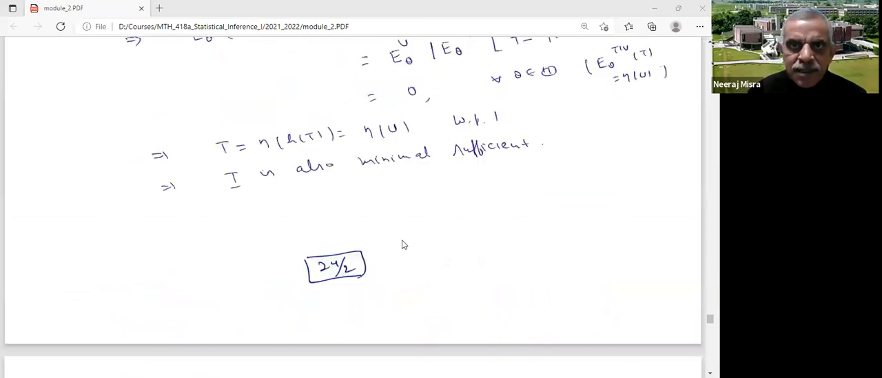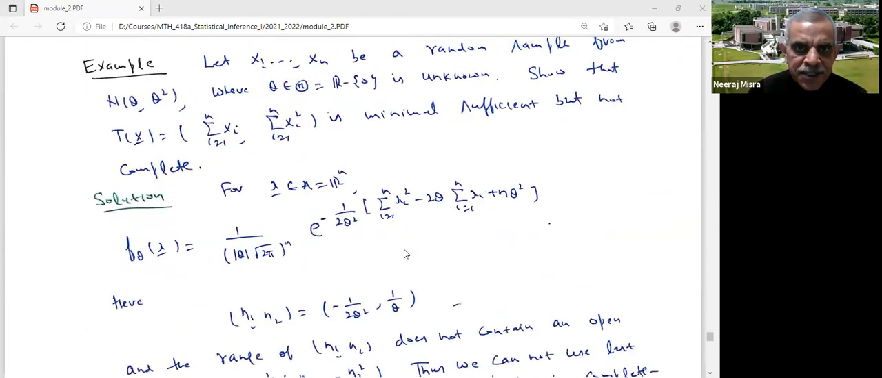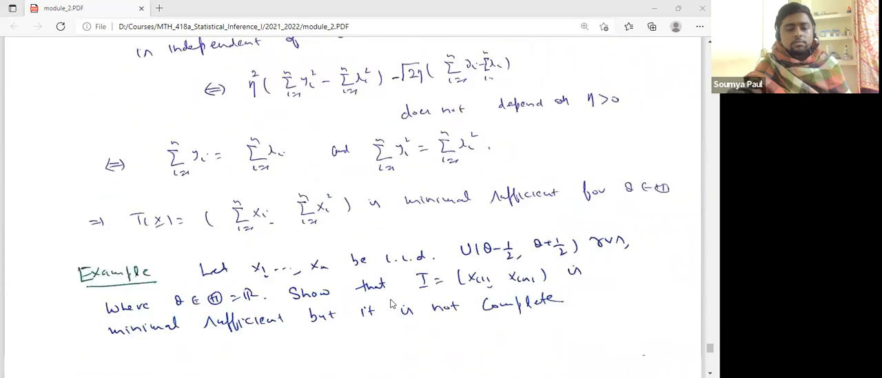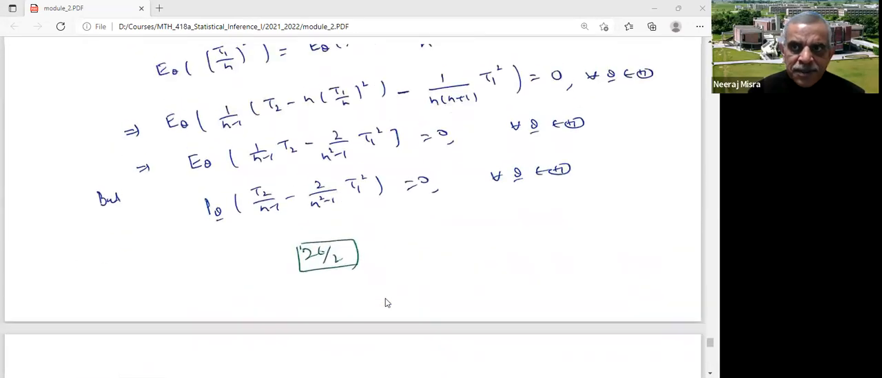Okay, so let me share the screen now. Now, the issue is... can you see the screen now? Can you see my notes? Yes, sir. Okay.